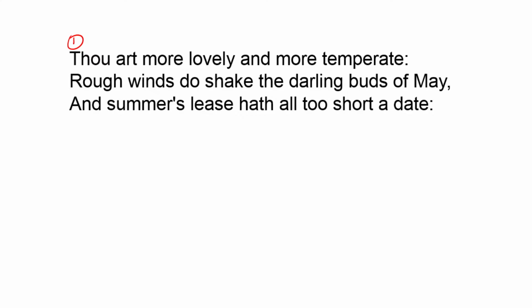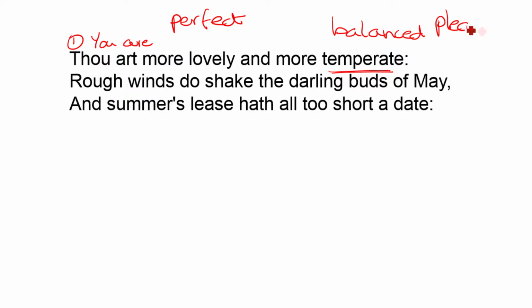The first thing he says, thou art, you are, more lovely, you are more beautiful, and you are more temperate. Now, you know from geography, a temperate climate is very balanced. So he's saying to this person, your beauty is more perfect. Well, in fact, is perfect, and a summer's day is not perfect. A summer's day can be very pleasant, lovely summer's weather, but actually it might not be that. It might not be mild, temperate, and pleasant.